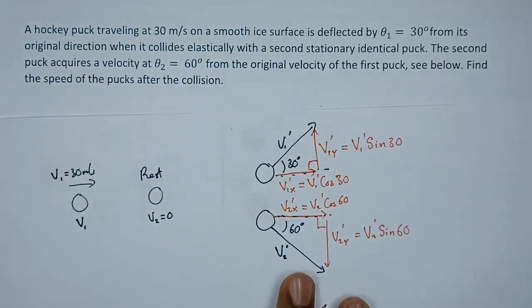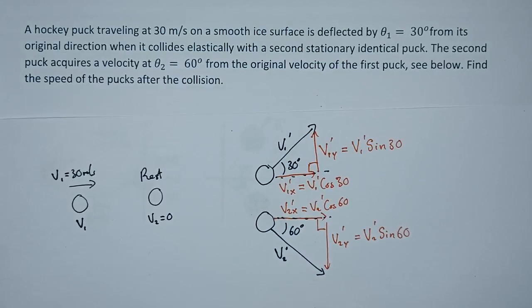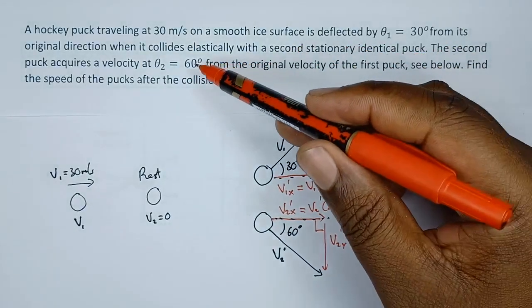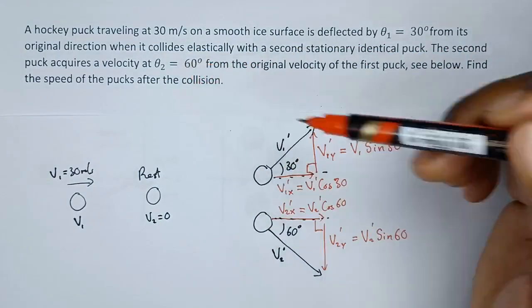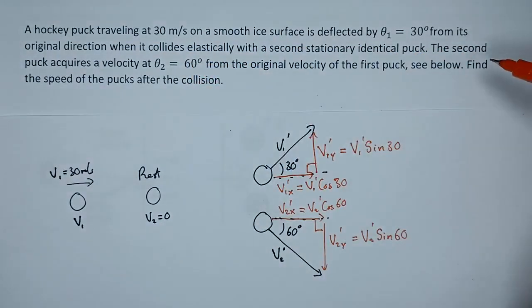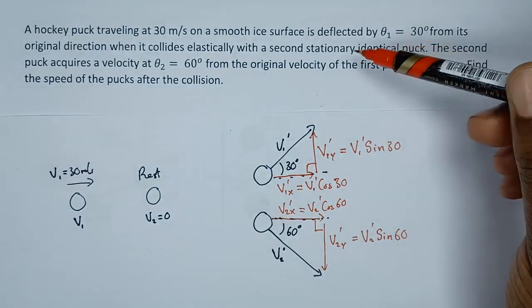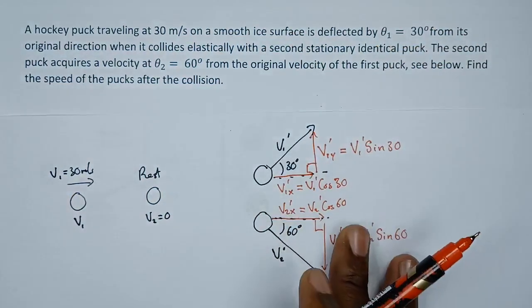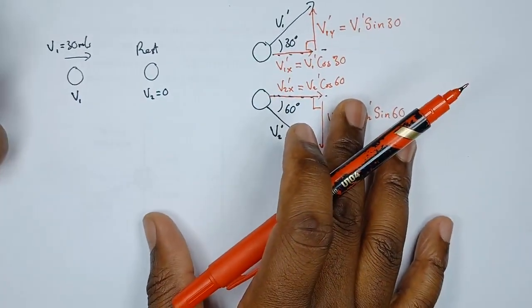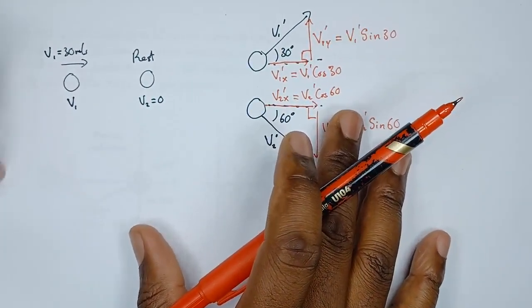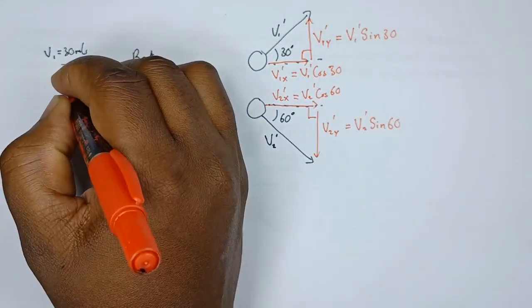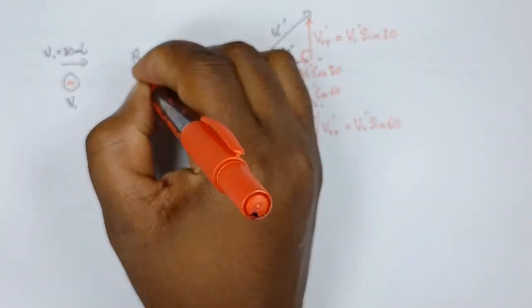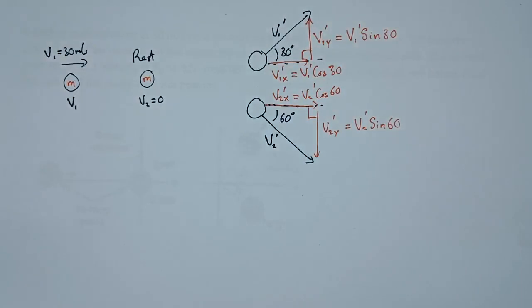So it's important to note that from this statement, which says the second puck acquires a velocity at this angle, we're assuming that the mass is the same because it's a stationary identical puck, meaning that they have the same mass. So since they have the same mass, we're going to put the value of mass as just m. So this has a mass m, this one also has a mass m, because this mass is identical.